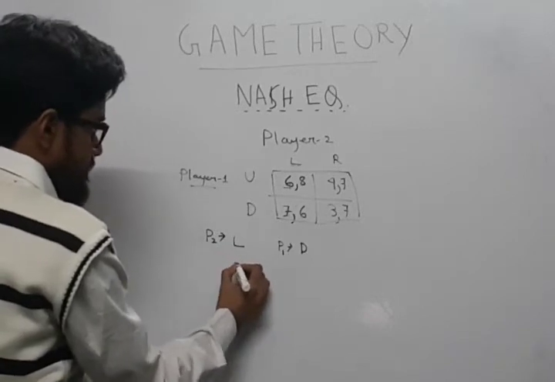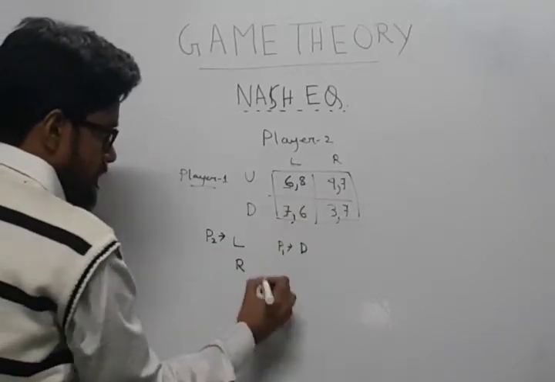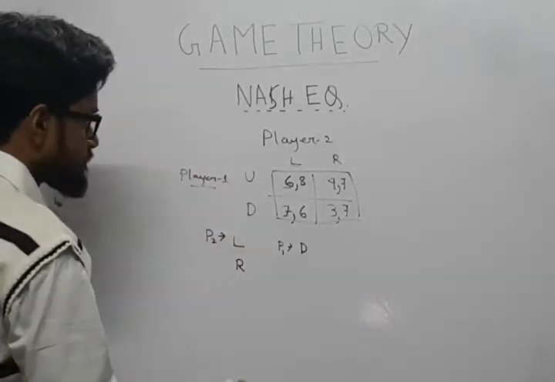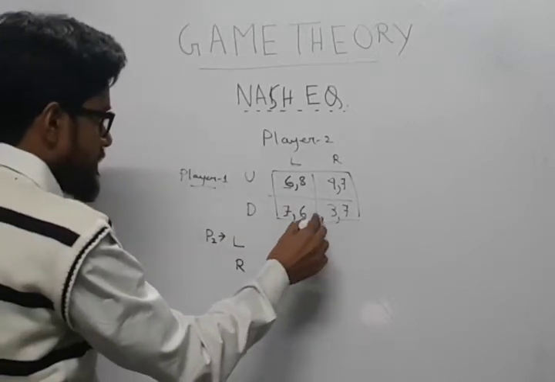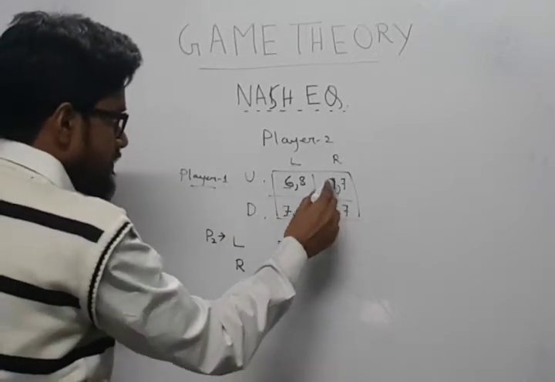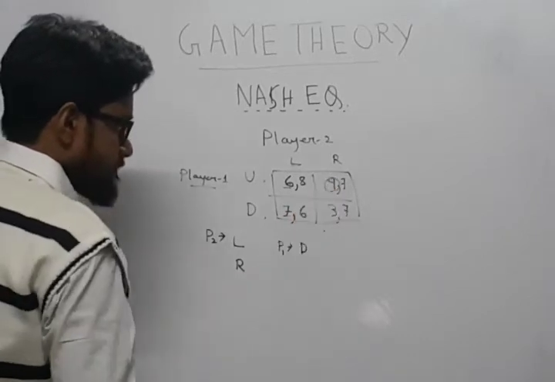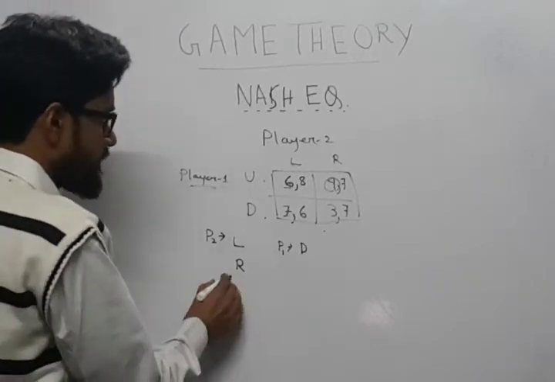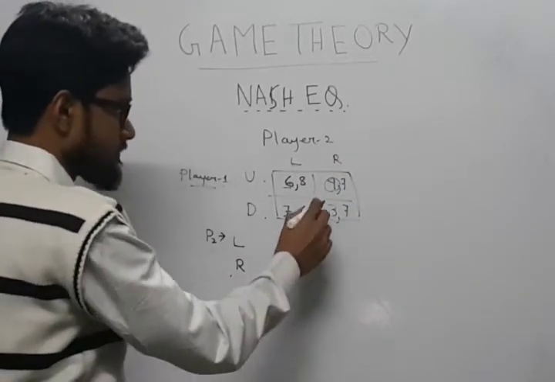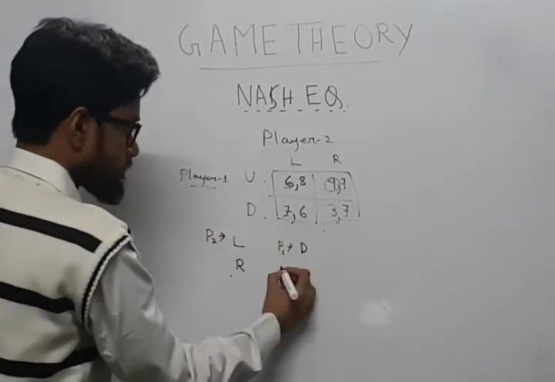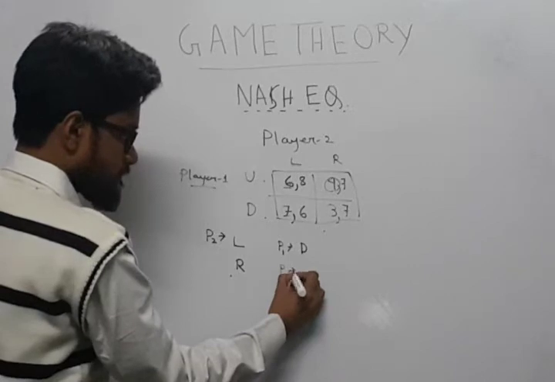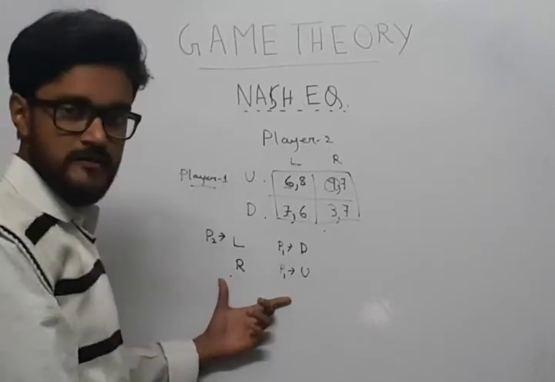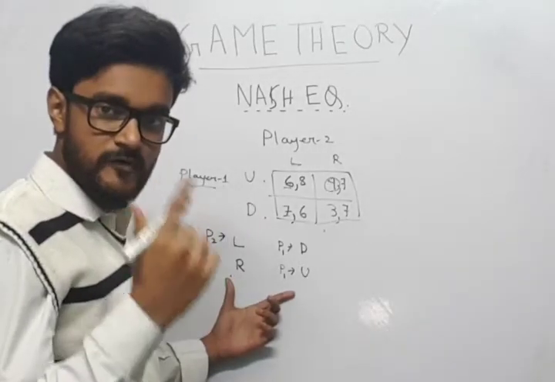Now when player 2 plays R, player 1 has two options to play, either this or this. It is quite obvious that 4 is more than 3. So when player 2 plays R, player 1 plays 4, which is U. So far we have seen, with player 2 being the first mover, the optimal strategies for player 1.